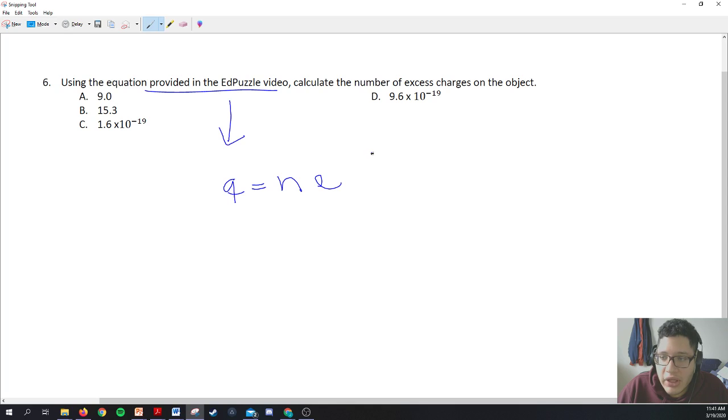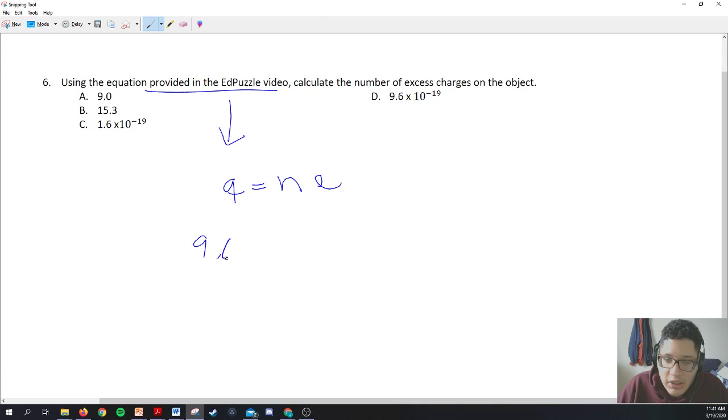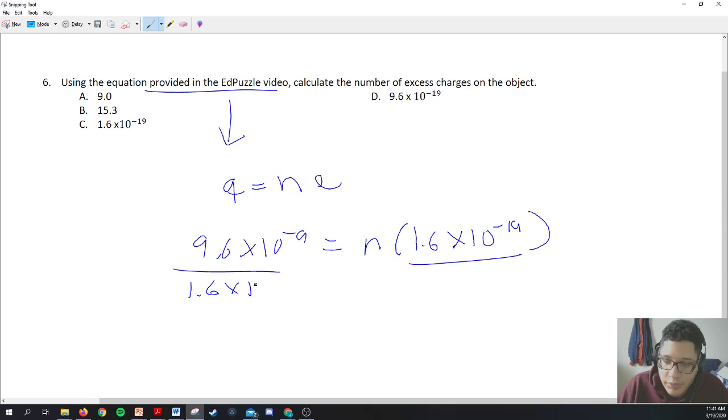So calculate the number of excess charges. I know that the overall charge, according to the problem, was 9.6 times 10 to the negative 19. I'm trying to solve for N because I want to find out the number. And I know my elementary charge is 1.6 times 10 to the negative 19. So if I just divide both sides by 1.6 times 10 to the negative 19, I think the answer is 6. So 6 protons or 6 excess charges, all of those work.